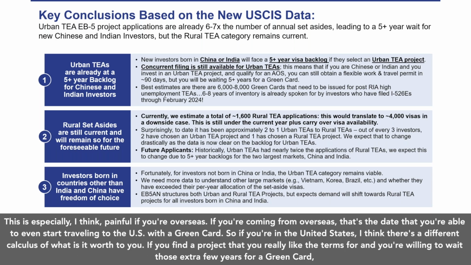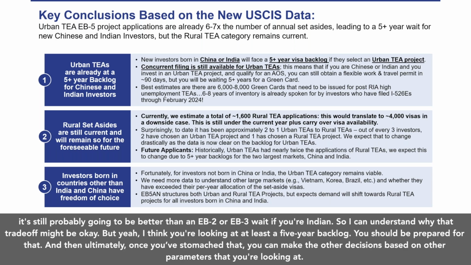This is especially painful if you're overseas, right? If you're coming from overseas, that's the date that you're able to even start traveling to the US with a green card. So if you're in the United States, I think there's a different calculus of what is worth it to you. If you find a project that you really like the terms for and you're willing to wait those extra few years for a green card, it's still probably going to be better than an EB2 or EB3 wait if you're Indian. So I can understand why that trade-off might be okay. But I think you're looking at least a 5-year backlog. You should be prepared for that. And once you stomach that, you can make the other decisions based on other parameters that you're looking at.